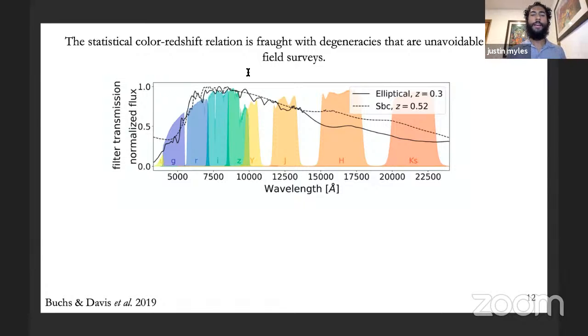And the question is, how could we get around these? It's already evident in this plot. We can see in the near infrared, the H and K bands here, that's where these degeneracies are broken. So this is the photo-Z problem. And this is sort of what we want to focus on directly addressing.